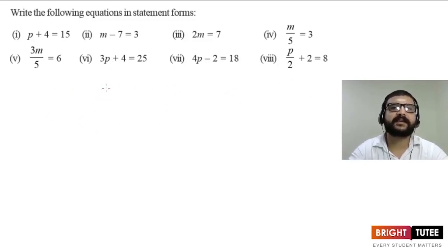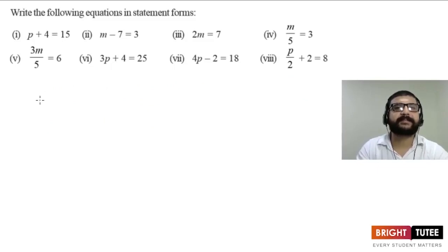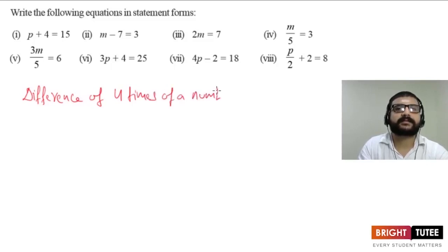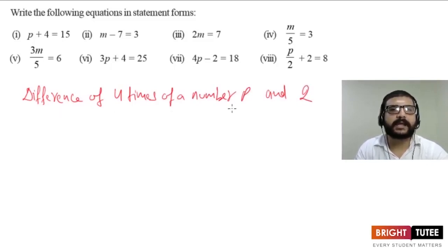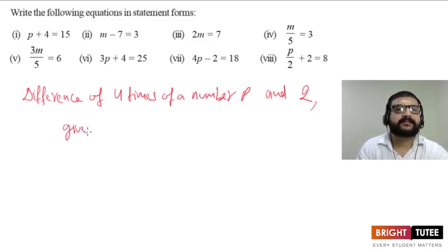Now the next equation is 4p minus 2 is equal to 18. So the statement for this will be: difference of 4 times of a number p and 2 gives, what does it give to us? It gives us 18. So we will write gives 18.